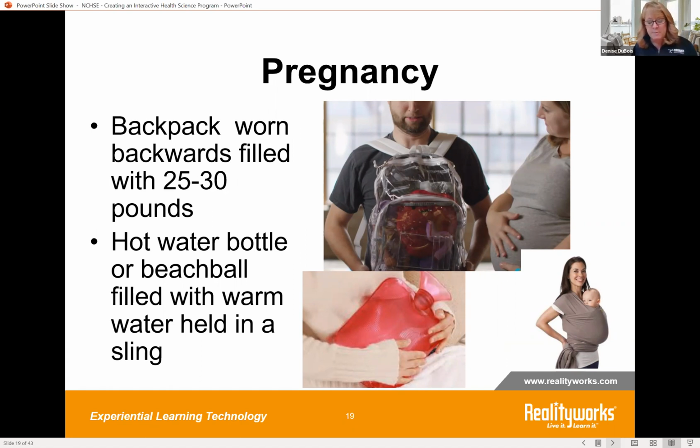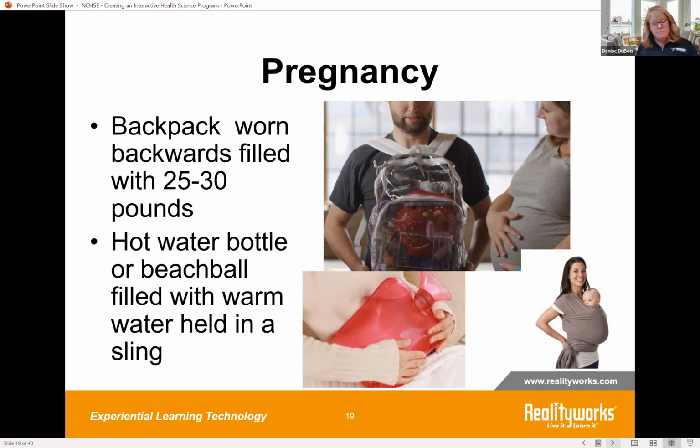First of all, you can take a backpack, and we know all students usually have a backpack, and you can fill it with about 25 to 30 pounds. The goal here is to fill up the space in the backpack to represent average weight gain in the third trimester. And of course, we all know people that have gained a lot more than that, but that's usually a good safe amount of poundage.